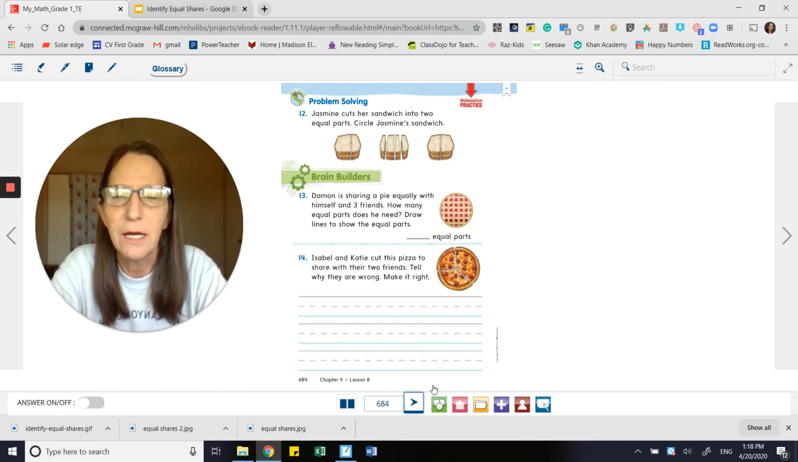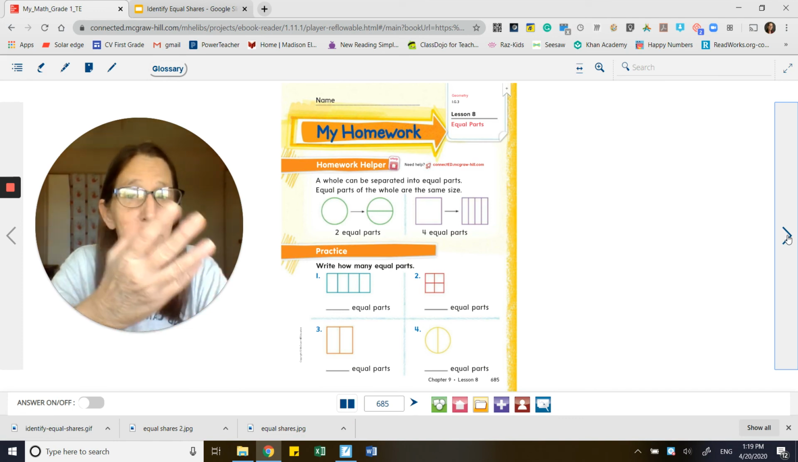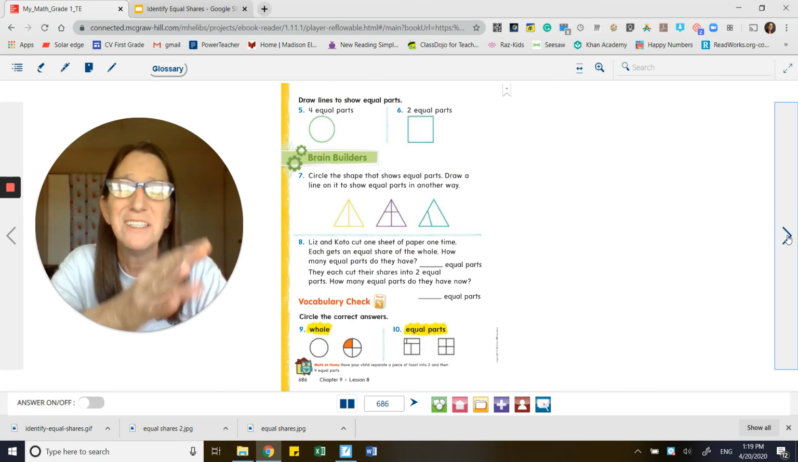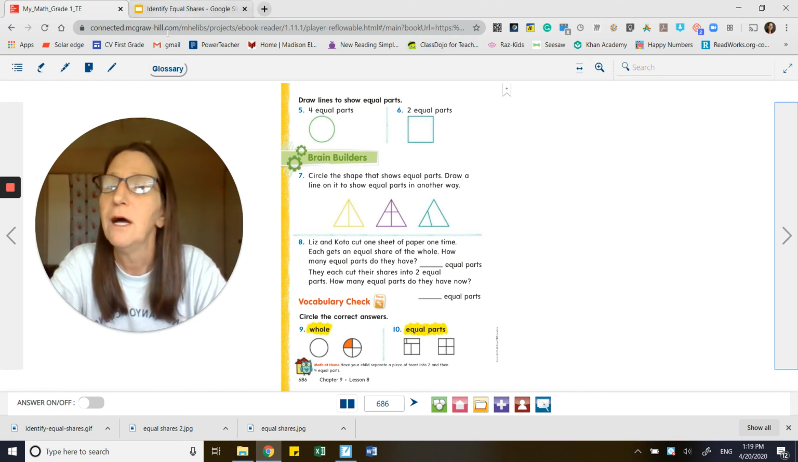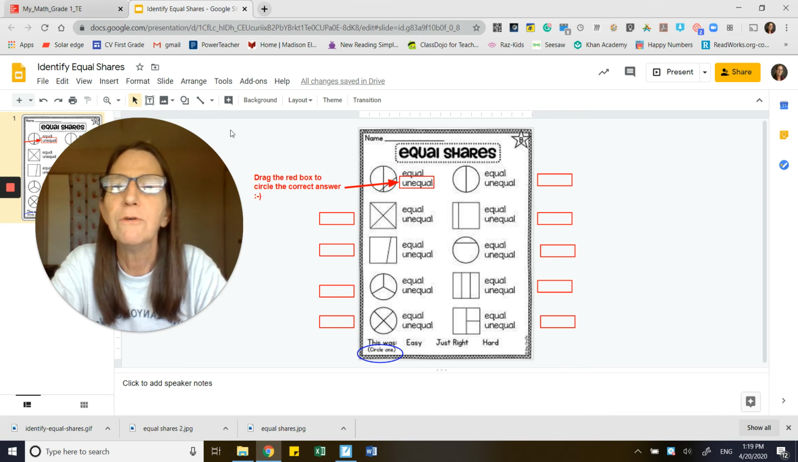And then, of course, we have, whoops, wrong one. Then, of course, we have our homework. Easy. Easy, right? In fact, this is so easy. I have a little extra practice for you. When you get done with all that, go on over into the Google Classroom, and I found this really cool worksheet here. I want you to look at all these shapes and decide, are they equal or unequal?